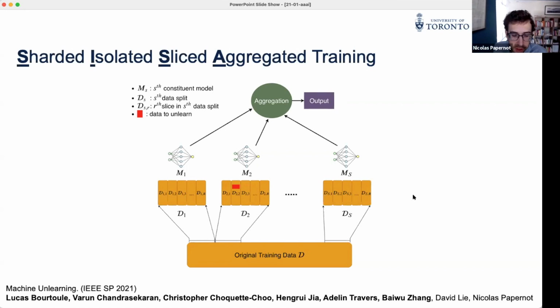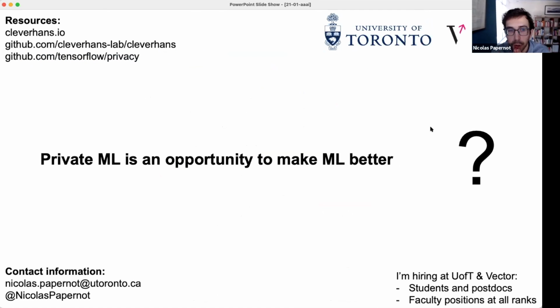And an interesting follow-up work would be to look at how we should shard and slice the data. We've looked in particular at non-uniform sharding and slicing, and this is interesting when you have some expectation of which points are more likely to unlearn their data. Of course, this introduces fairness and ethical questions, because that might affect the performance of the model on these particular points. So with this, I'm going to conclude here.